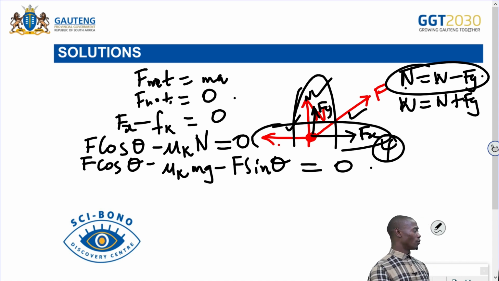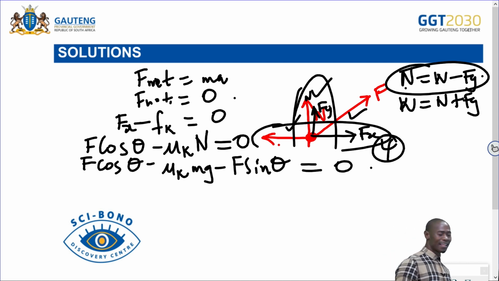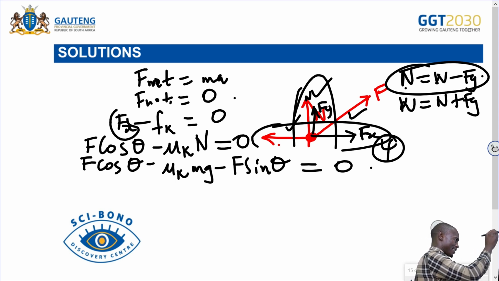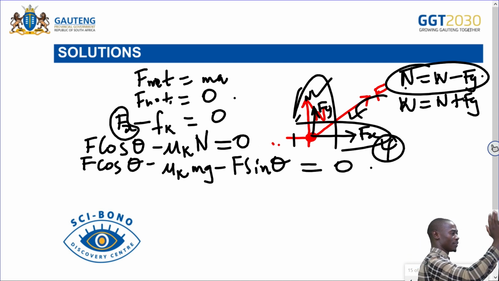right? So you can do this. Or another thing that you can do, you can start by finding Fx, right? How can you get Fx? Okay, or maybe before that, let's just do this.